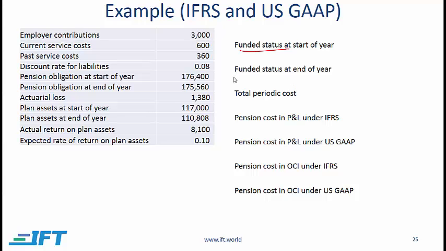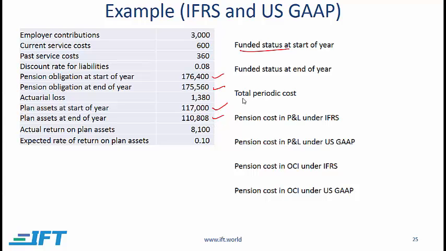So for the start of the year, you look at the pension obligation at the start of the year and the plan assets at the start. So clearly this is very underfunded. So we have a net pension liability, which is this minus this. At the end of the year, the net pension liability is this minus this.